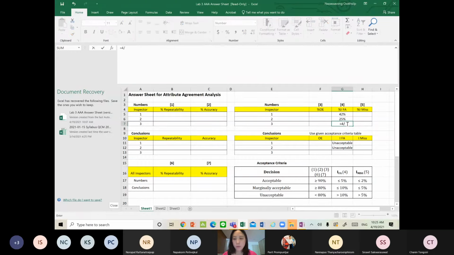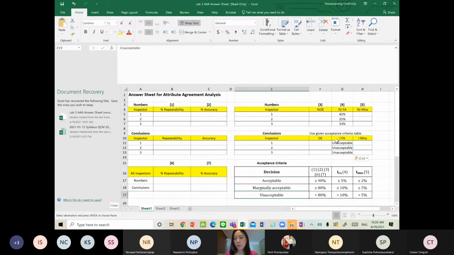Four out of 12, right? 33%, right? So what is the conclusion? So Pichaka, what would be the conclusion? Unacceptable. Good, because it's greater than 10%. Okay.